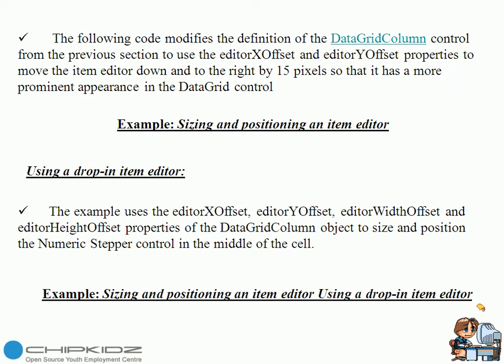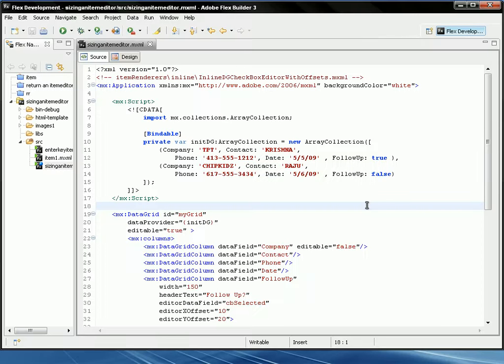The following code modifies the definition of the data grid column control from the previous section to use the editor x offset and editor y offset properties to move the item editor down and to the right by 15 pixels, so that it has a more prominent appearance in the data grid column. Now I am going to explain sizing and positioning an item editor in Adobe Flex. I have created a sizing and positioning an item editor in a data grid.